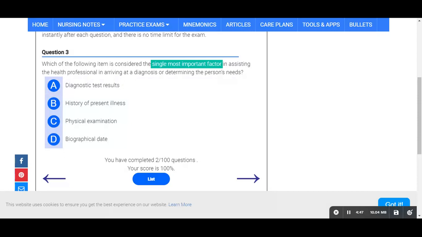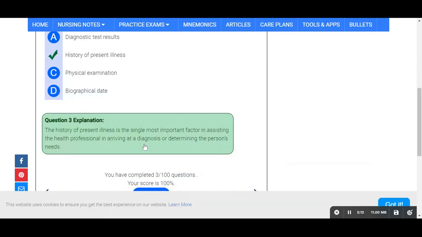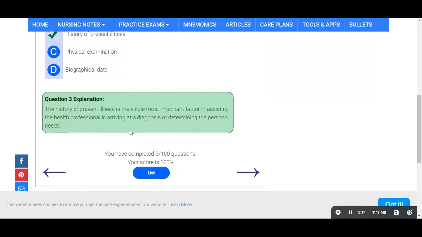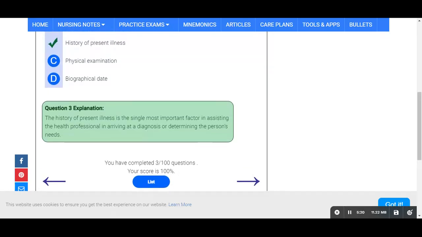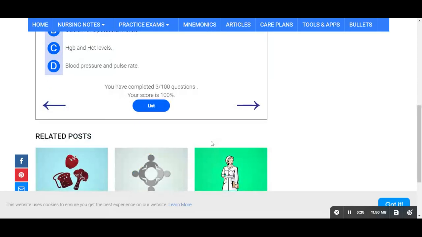We're going to read the question again. Single most important factor in assisting the health professional arriving at diagnosis. Okay, let's try history of present illness. But I don't feel confident about it because I feel like it's also this one, but let's try this. Oh wow, it is correct. So the history of present illness is the single most important factor in assisting the health professional in arriving at a diagnosis or determining the person's need. That is true because that is the current situation of the patient.